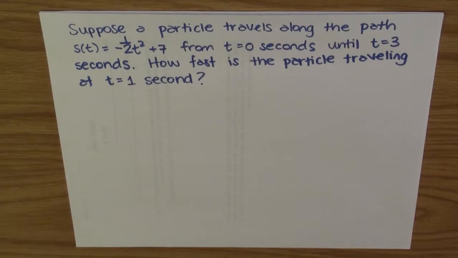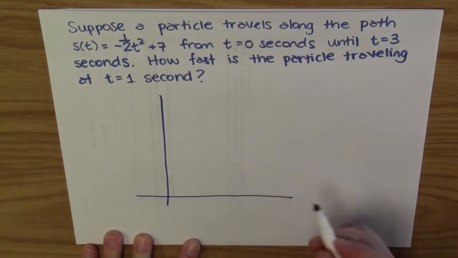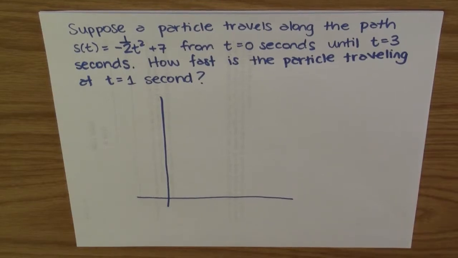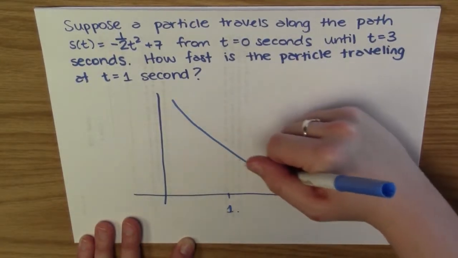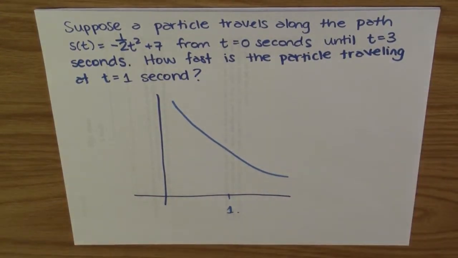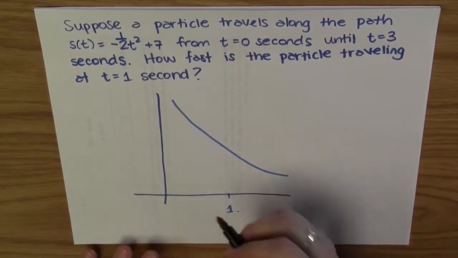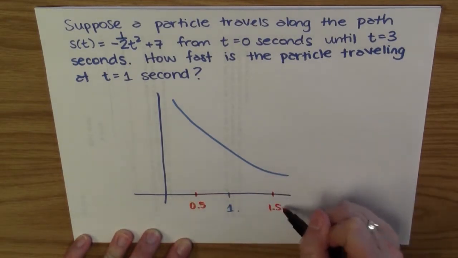So our first idea is to look at a graph of this function near the value 1. If we sketch the graph and zoom in a whole lot, the function looks approximately like this. Here's x = 1. Here's the function, doing something kind of like this. I am curious how fast the particle is traveling at t = 1 second, so I'm going to test out some points that are near t = 1. What if I try here at 0.5 and here at 1.5?